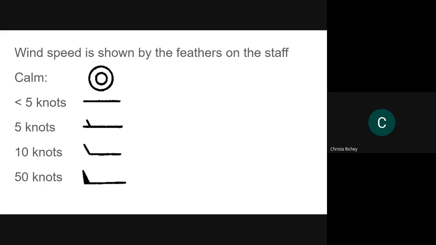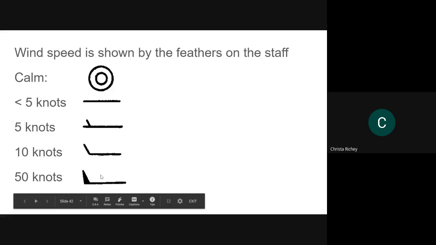And then just to show you about how things are shaded, I took my friend's slide, because she uses PowerPoint, and blatantly just stole it and stuck it in here. Okay, so like I said, if the feather is not on the end, like this, it is 5 knots. If it is on the end like that, it is 10 knots. If it's a triangle, if it's a flag, then that's 50 knots.